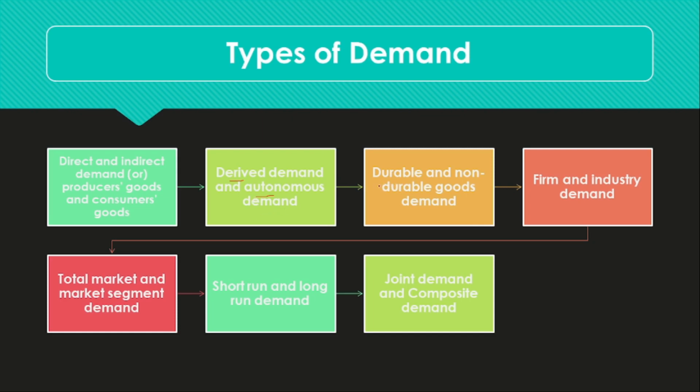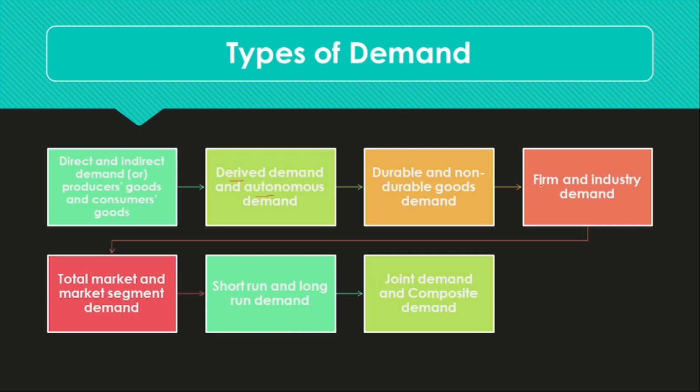Now moving on to the next one, durable and non-durable goods demand. It is very easy to understand from the name itself. The demand for the goods which are durable is called durable demand. Durable goods last longer, generally most of the things, and non-durable is something which can be utilized only once, and it has an expiry or a time limit to be used, and this is another classification.